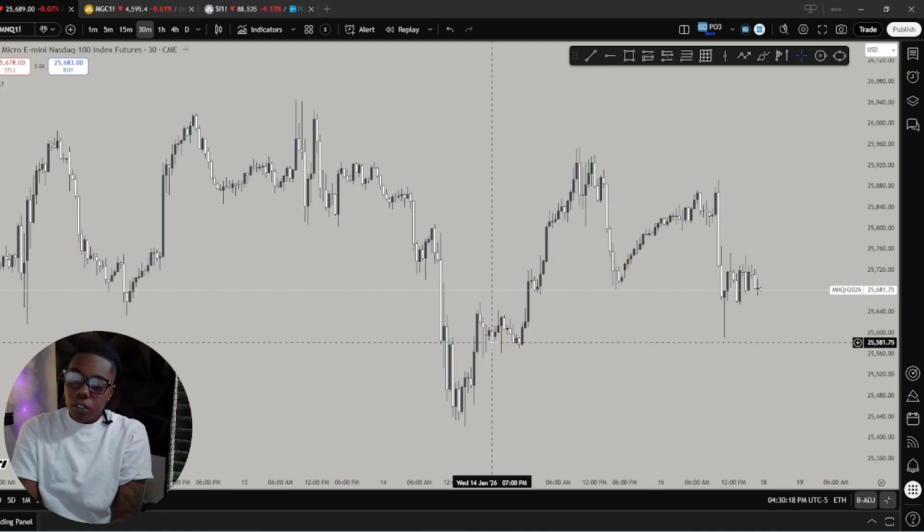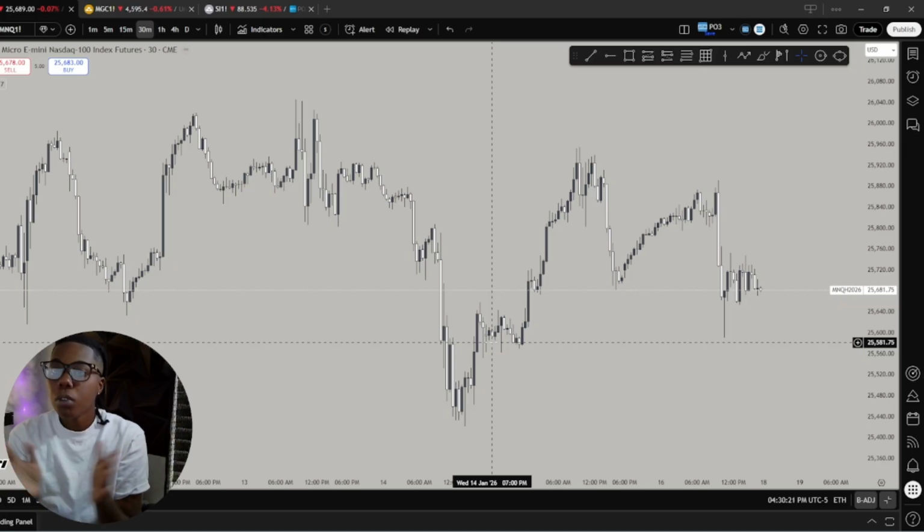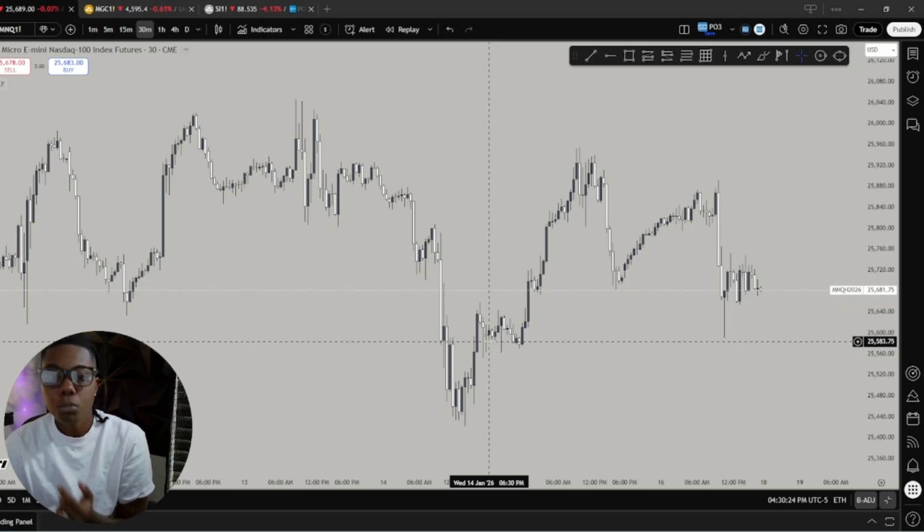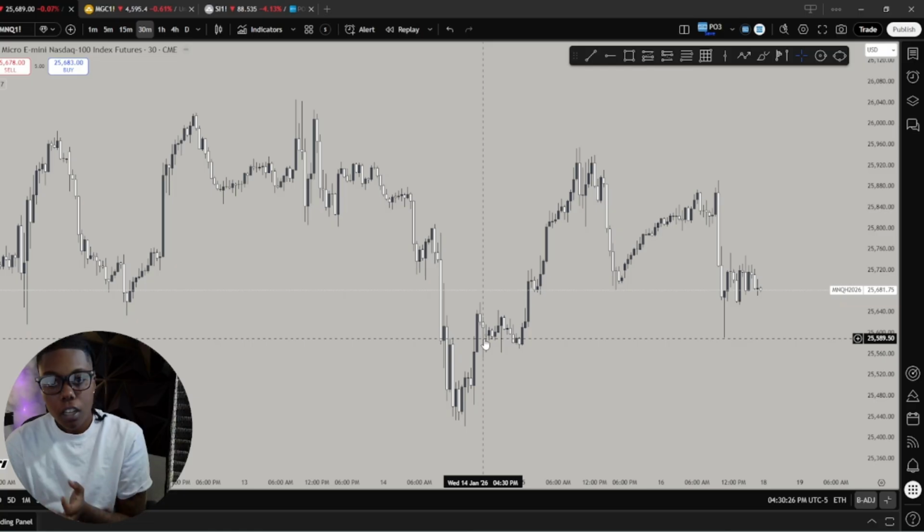All right, so now that we understand liquidity, price action, we understand what an uptrend is, a downtrend is, a consolidation zone, and all of those good things, we're gonna move forward. We're in the live market now.